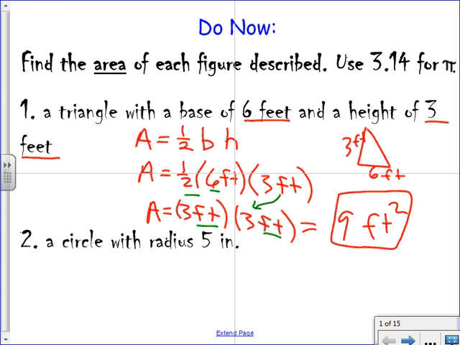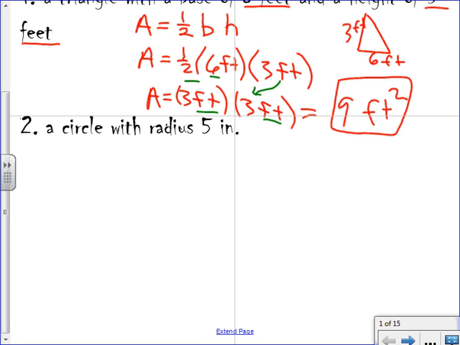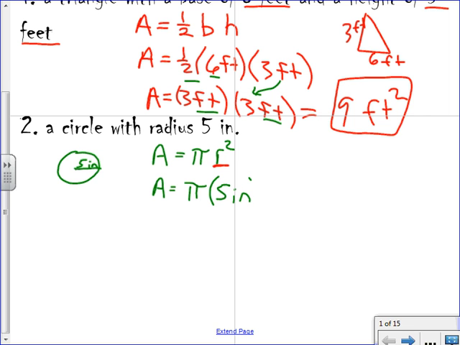So we move on to finding the area of a circle with a radius of 5 inches. First I'm going to draw my figure, with a radius of 5 inches. I remember from previous class that the formula for the area of a circle is pi r squared. The only thing we fill in is the radius, because pi is a number. However, we will have to find a perfect answer and an approximate answer here. So area equals pi times the radius, 5 inches, squared.